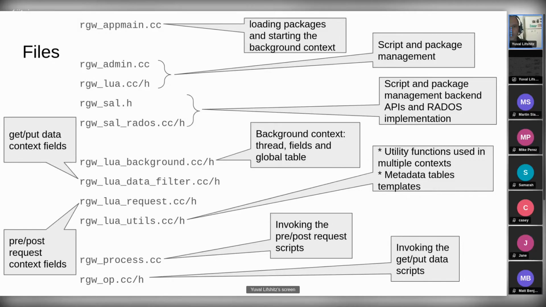So the most important files are the RGW Lua request, and this is what exposes the S3 request context. We have 2 contexts: pre-request and post-request. We have the RGW Lua data filter, and this is also kind of in the request context, but it's slightly different. It is for put and get operations, where you get access to the actual payload, while in the request, you don't have access to the payload. You have access to all the fields of the request itself.